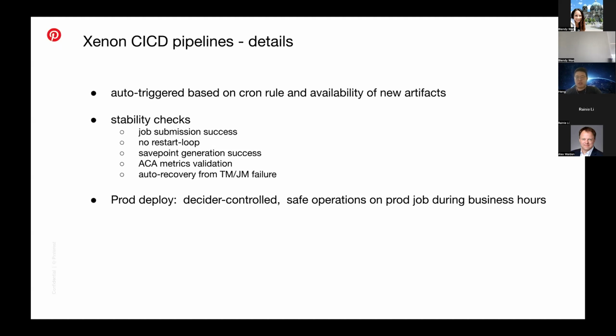After the metrics validation, we do a little bit of chaos testing. What we do is we kill a job manager and see if the job can recover. And we randomly pick a task manager and kill that task manager and see if the job can auto recover or not. So if all these checks pass, we have very high confidence that the job will run okay in production. So the third part of the pipeline is production deployment. It is decider controlled, and it will basically deploy the new artifact to the production job during business hours if all the previous checks pass.